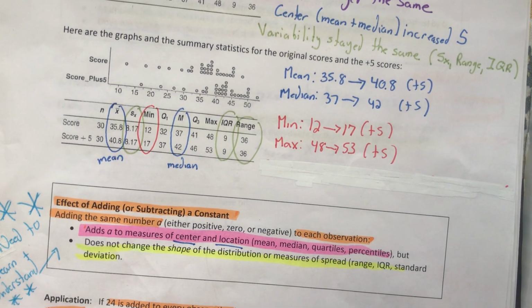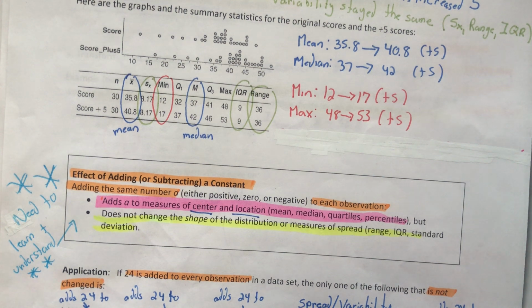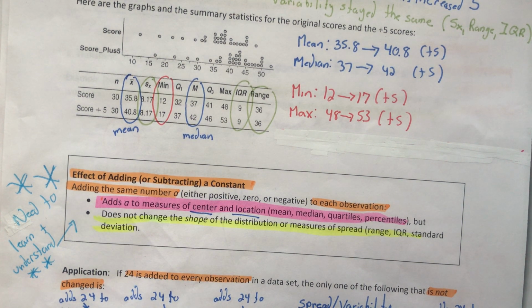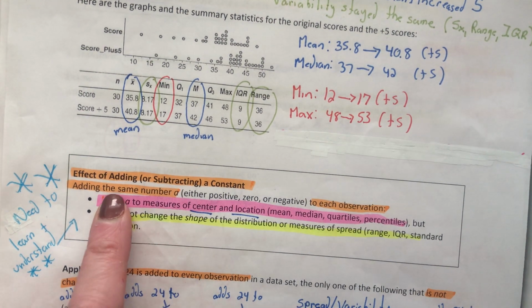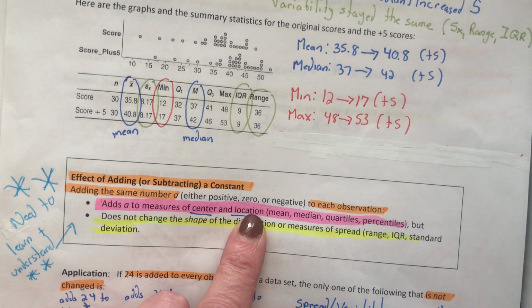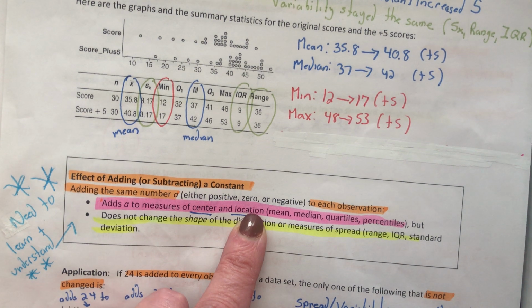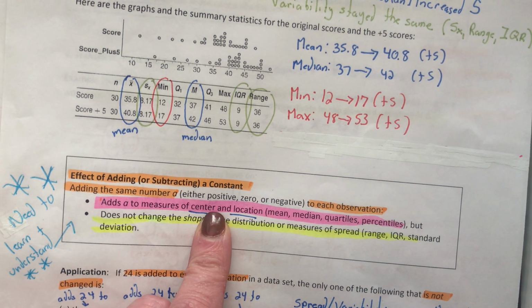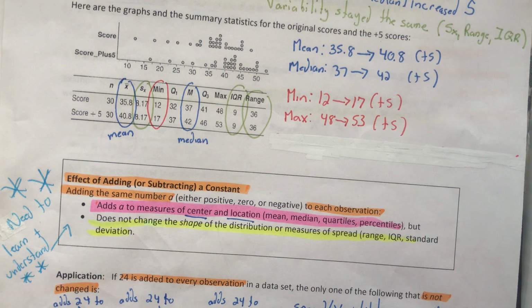So from this, we want to see the effects of adding or subtracting a constant to each data value. If we add A, the same number, A, to each observation, it's going to add A to our measures of center and our measures of location. Again, location is our minimum, our maximum, our percentiles, Q1, Q3. All of those values, along with our centers, will have that constant A added to them as well.